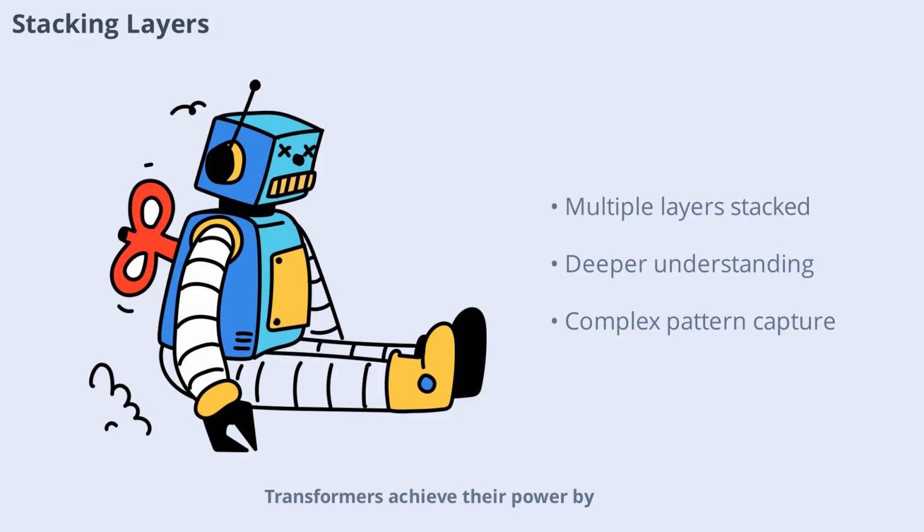Transformers achieve their power by stacking multiple encoder and decoder layers. Each layer refines the representations learned by the previous one, allowing the model to capture increasingly complex patterns. This deep stacking is a key reason for the impressive performance of transformer-based models on challenging tasks.